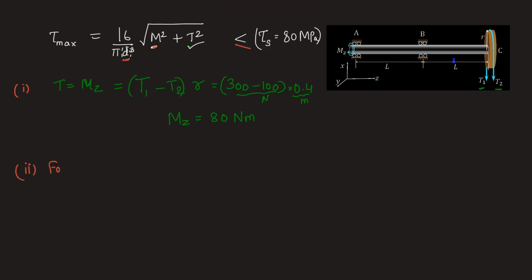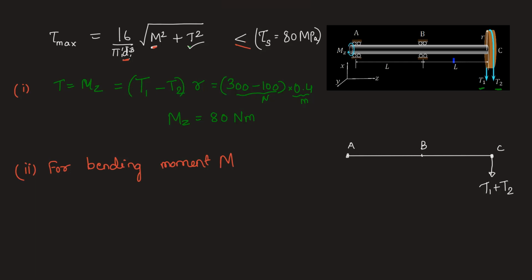For the bending moment M, we'll construct a free body diagram of the shaft. Let this be the shaft. This is point A, point B, and this is the pulley at point C. At the pulley we see two tension values, T1 and T2. Here we do not take the net tension, but we take the addition of the two, because both forces are acting downwards. So we need to take both of them together.